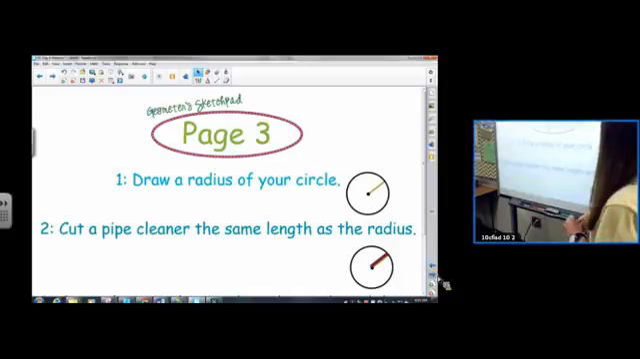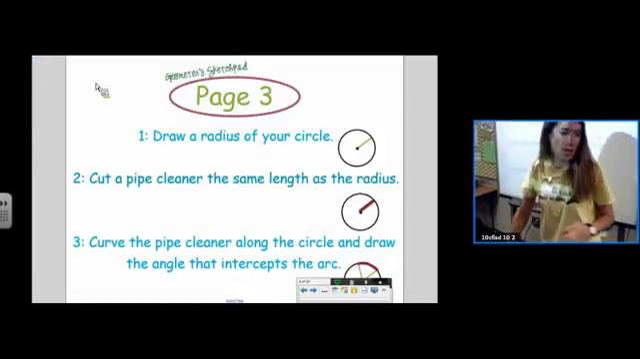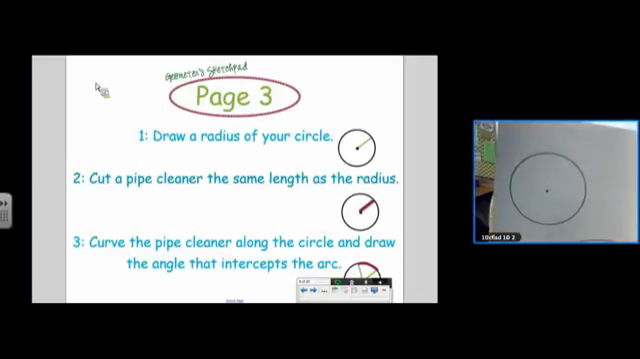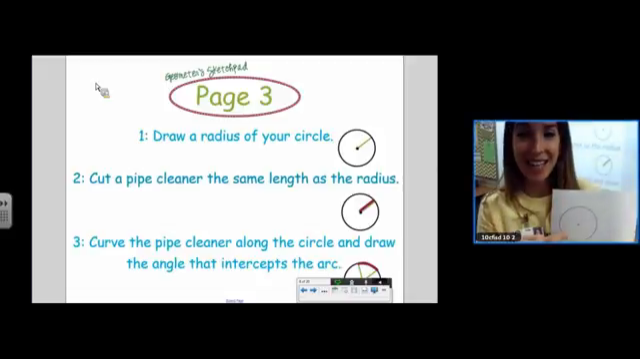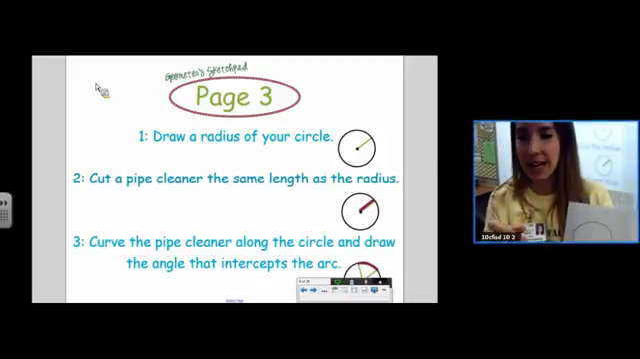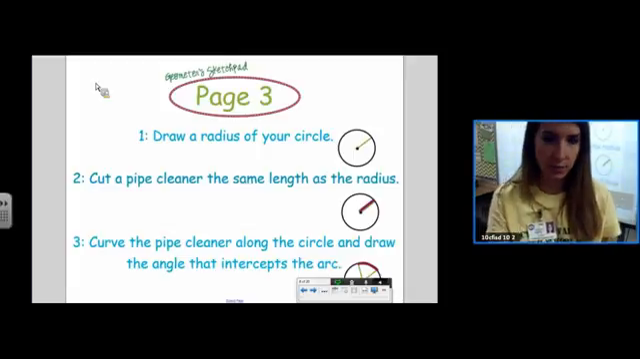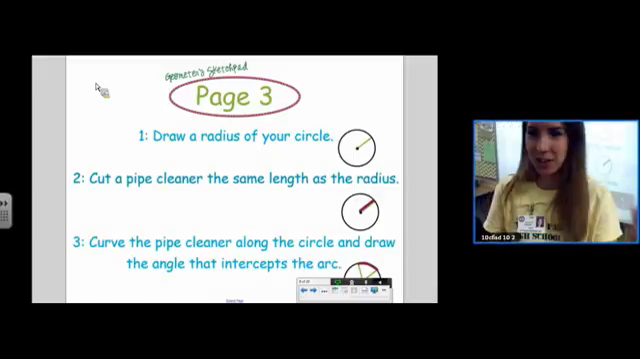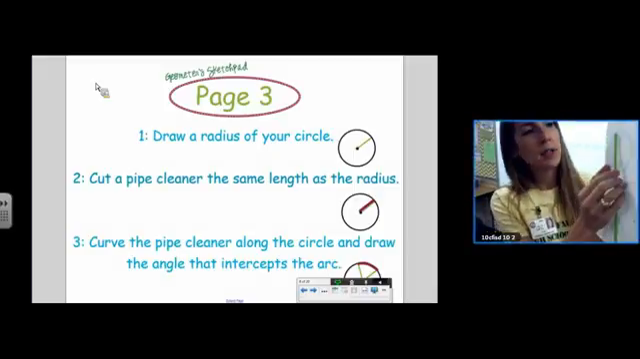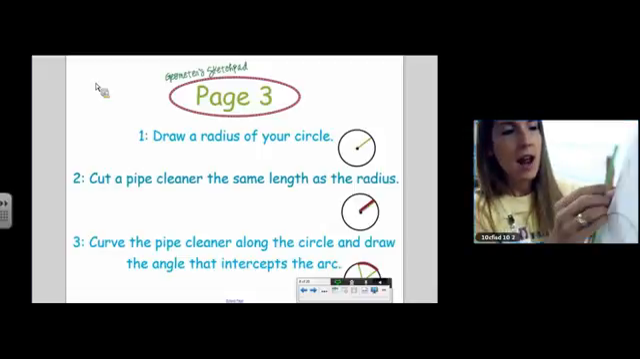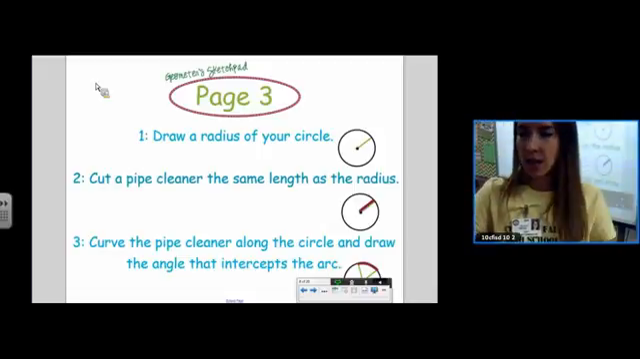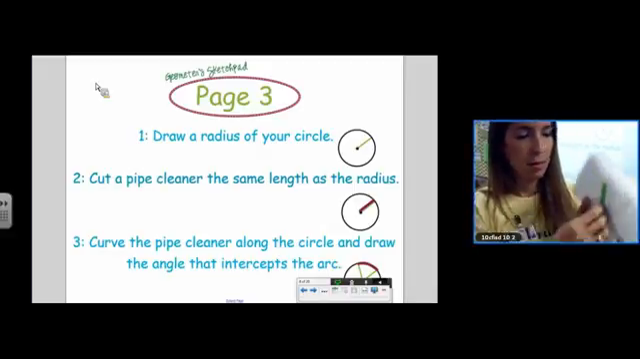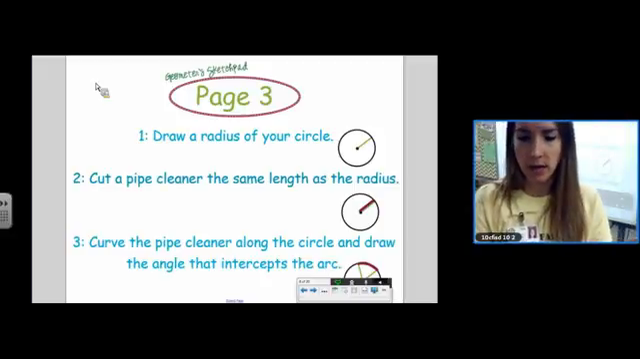Okay, now we're going to go to page 3 of Sketchpad, but you're also going to get your circle out, and I want everyone to draw the radius of their circle. I want you to connect the center to the circle with a straight edge. It doesn't have to be a ruler, just anything that's a straight edge. Once you've drawn that radius, I want you to take your string or your dental floss or your pipe cleaner, and I want you to measure how long the radius is, and I want you to cut the dental floss or the pipe cleaner the length of the radius. I want your manipulative to be the same length as your radius.